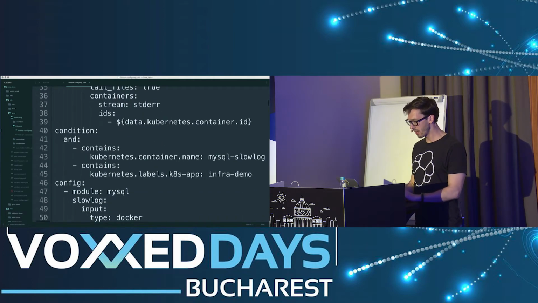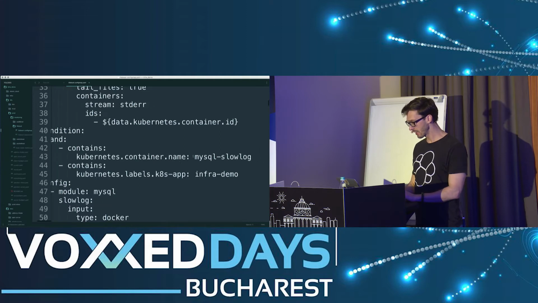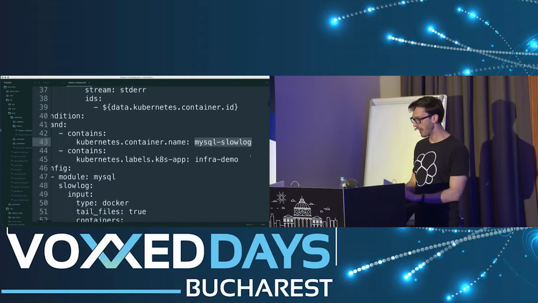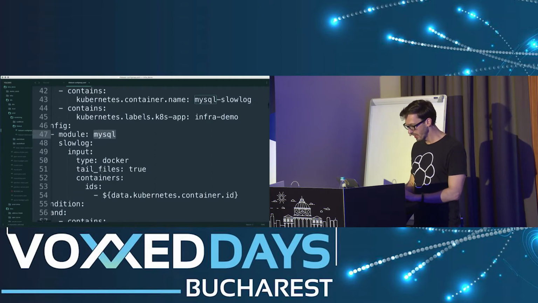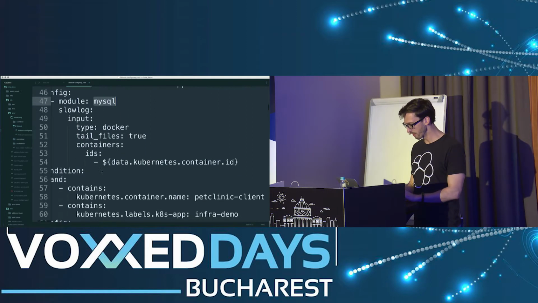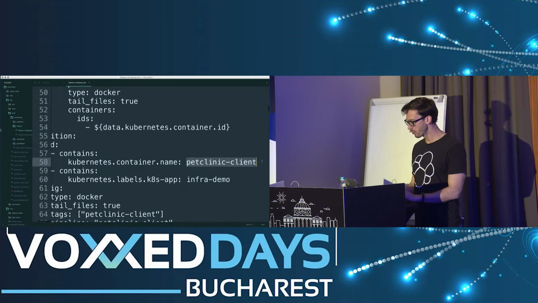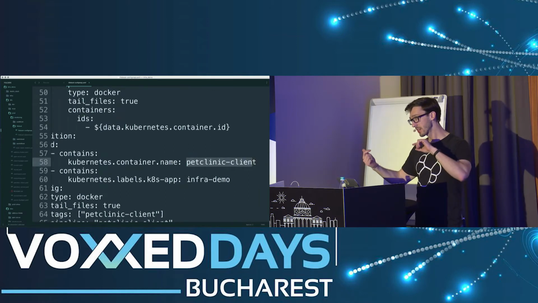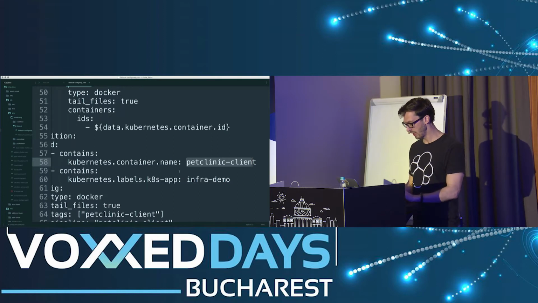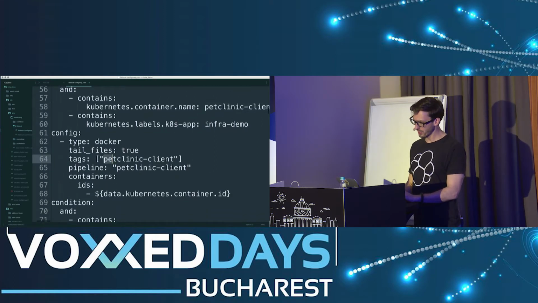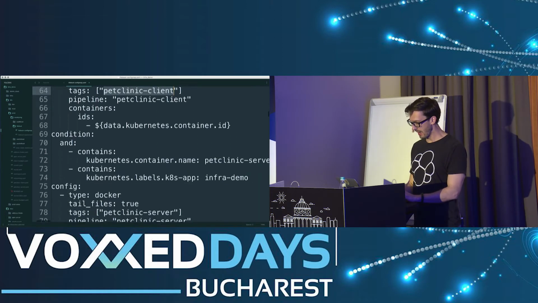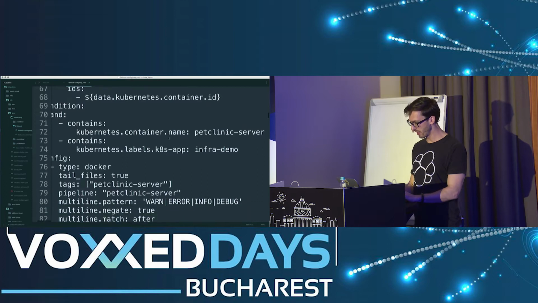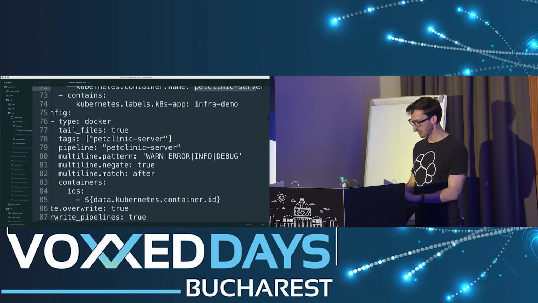So for example, here I say, if my container name has MySQL slow log, then we know this is a MySQL log, and we will parse it out for the slow log accordingly. If we have the pet clinic client, we will know, okay, there is Node and React in that, so we know how to parse those log files. We can tag that with, this is the pet clinic client, and here, this is my Java application, for example. If it's called the container pet clinic server, then tag it with pet clinic server, and make sure you collect the right logs.